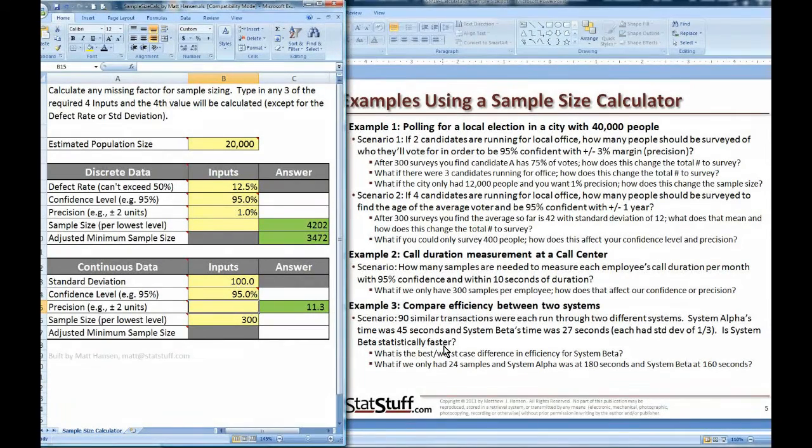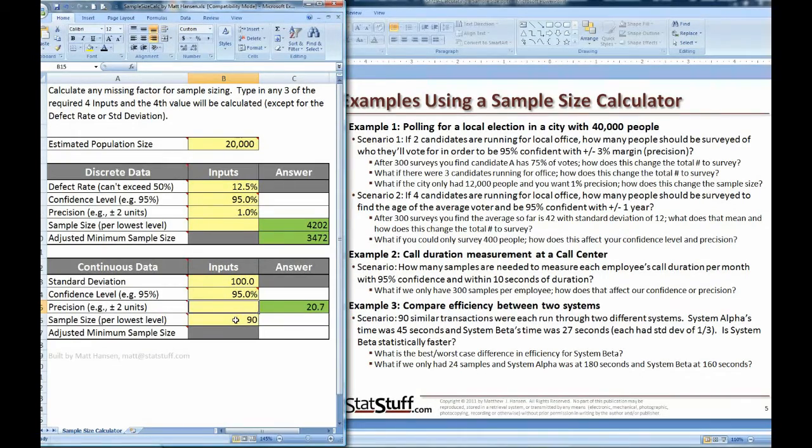Well, when we're using just the average, it sure looks like it's faster, but we know we only have 90 transactions we're looking at, so we're not really sure. In this case, what we're trying to measure is seconds again, and this is going to be a continuous value, so we know we're going to use this continuous calculator for this example. We have 90 transactions we're working with, so that's our sample for each system. So we're going to plug in 90.